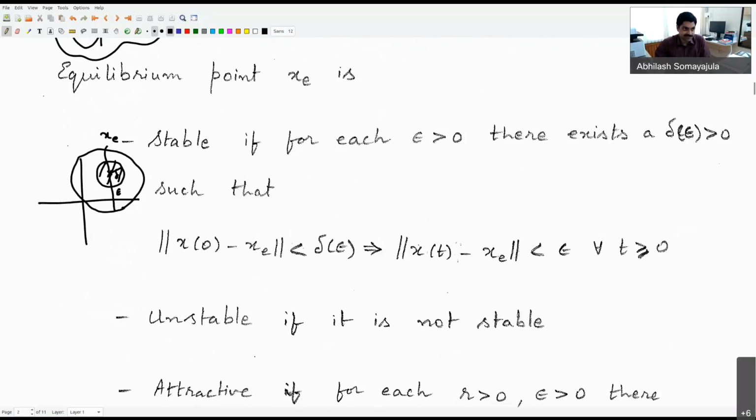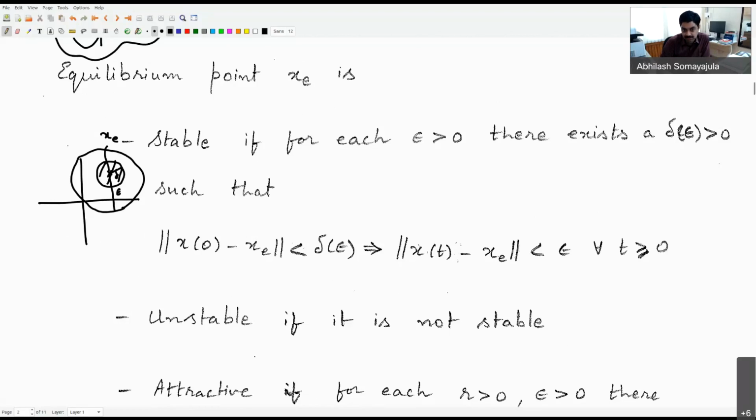So what is an unstable equilibrium point? It's very simple. An equilibrium point which is not stable is an unstable equilibrium point, which means that if I want to keep the system inside a ball of epsilon, but I can't find a delta such that the system stays inside the epsilon ball over time, then I call that system unstable.